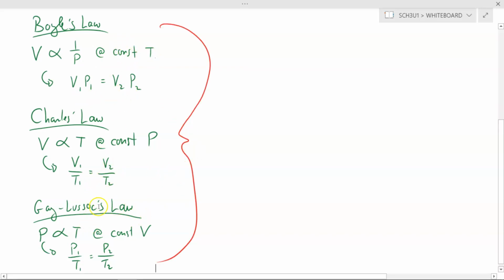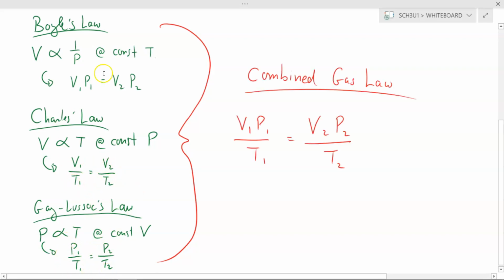Well, let's take a look at these equations. You'll notice that volume and pressure are always in the numerator. Meanwhile, temperature is always in the denominator. Putting these gas laws together, we get something called the combined gas law, where V1 times P1 over T1 is equal to V2 times P2 over T2. Really, this is the only equation you need to memorize.